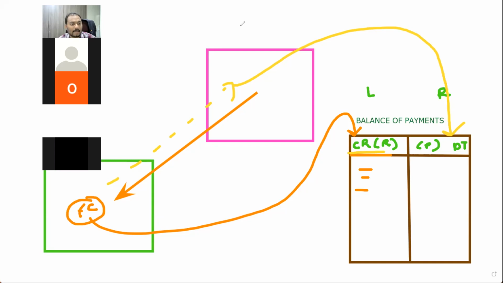Okay, now what do you mean by equilibrium? Okay, so equilibrium means this. All of you please watch me carefully. Equilibrium means this. Okay, now what do you mean by equilibrium?